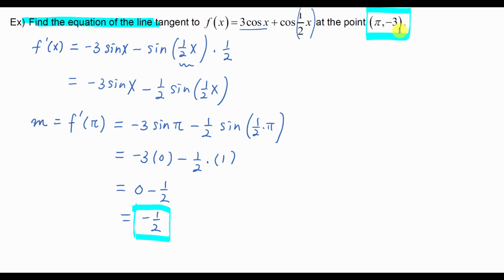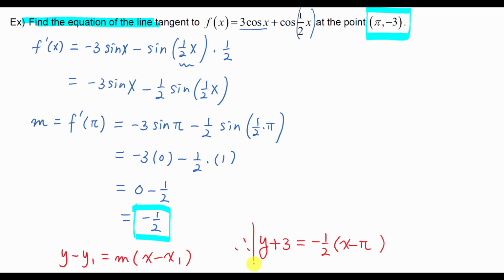And now you found the slope m with the point (pi, negative 3). You are ready to write the equation of the tangent line, and the point-slope form of a line is y minus y1 equals m times (x minus x1). So let's write the answer. Our answer is y minus negative 3 equals m times (x minus pi), with m equal to negative 1/2. And here is our equation of the line tangent to this function at (pi, negative 3).